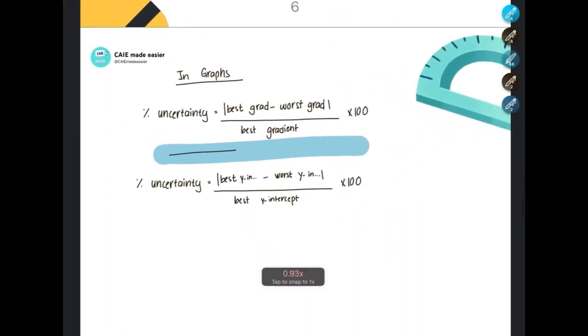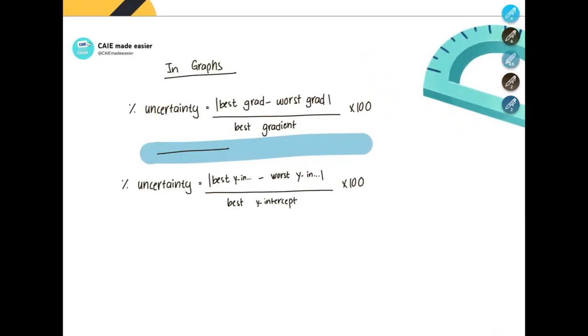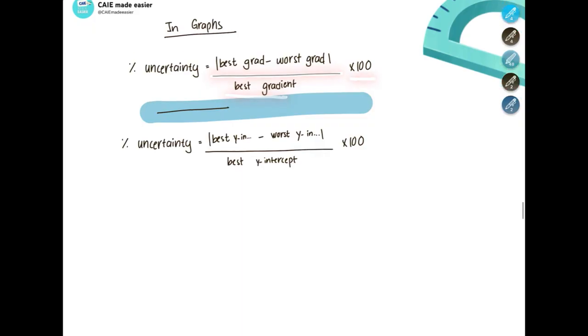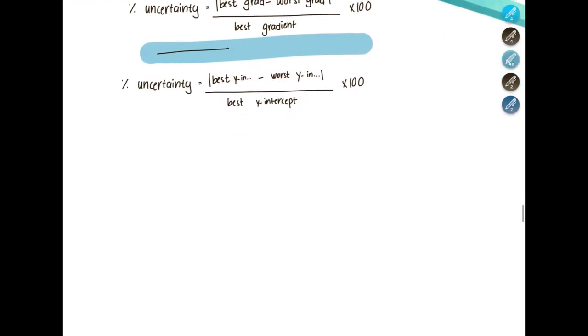Moving on, what if you have graphs? Okay, to find the uncertainty of graphs, maybe you can find it using the gradient or the y-intercept. You will be asked. Okay, to find the uncertainty with the gradient, it's going to be the gradient of the best fit line minus the gradient of the worst fit line, and the absolute value. It cannot be negative. Then divide this by the gradient of the best fit line. Multiply this by 100. Same thing for the intercept. Y-intercept of the best fit line minus the y-intercept of the worst fit line, and then divide this by the y-intercept of the best fit line.